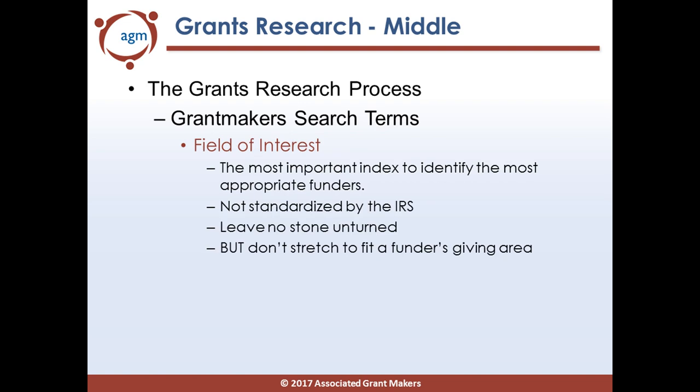The field of interest is really going to be the most important index that we're going to use to identify appropriate funders to begin applying to for funding. And unfortunately, it's not something that's standardized by the IRS. So places like Foundation Directory Online, or us here at AGM, will do our best to generalize, or see specifically, if it's not specifically stated by a foundation, where their interests lie based on their giving patterns and the types of nonprofits that they're giving to.